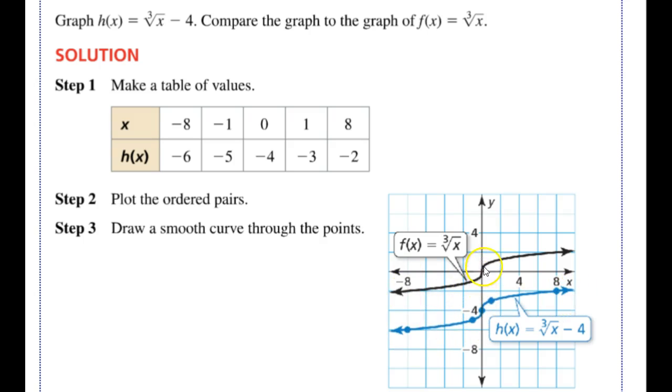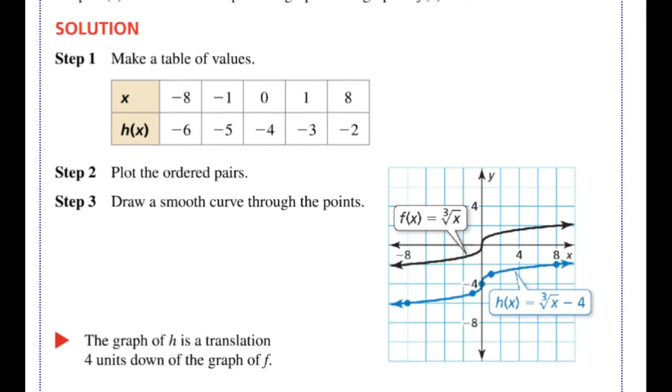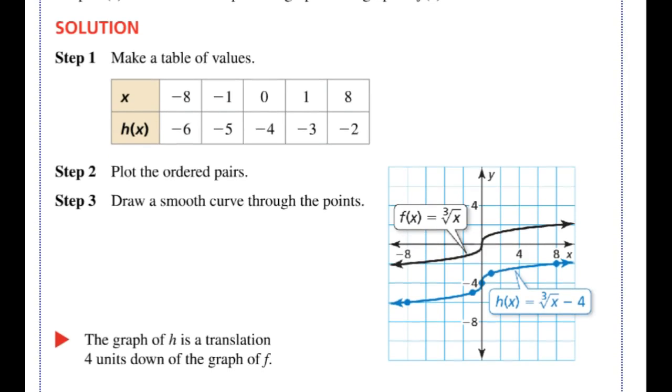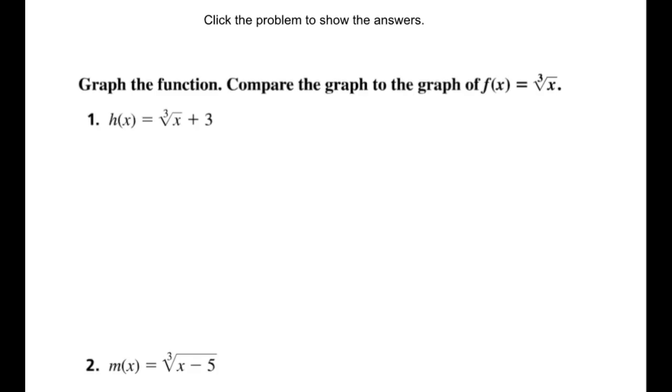Okay, so this black graph here is the parent function, and this blue one is the one I just graphed. So really the thing that I've done is a vertical translation down by 4 units. Right? So that's really what we're looking at here. And I could tell that from both the graph and from the equation that I was given. So here are a few I want you to try. Do these by creating a table first and then finding those points that you can plot.